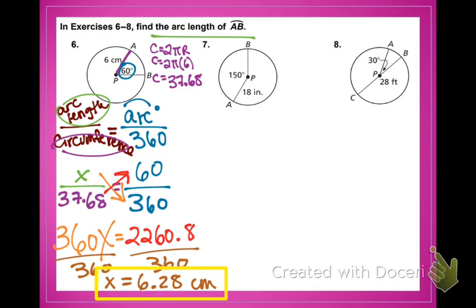All right, so we're skipping the middle problem. We're going to go to the right. We use the same formula. Arc length over the circumference equals the measure of the arc in degrees out of 360.